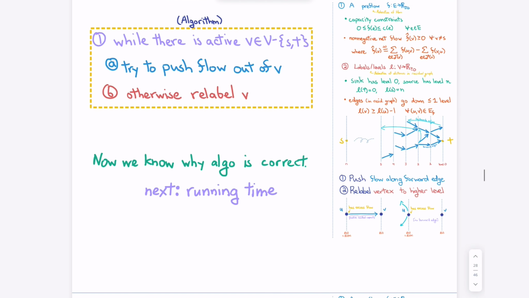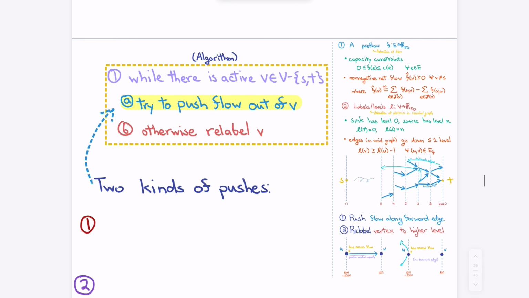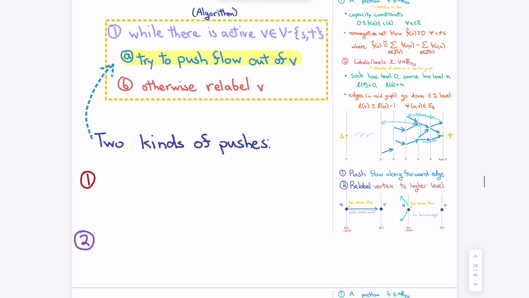Now, we know why it's correct. And now is maybe the funner part. Well, I don't know if it's fun or not, but now is a different aspect of, let's just figure out the running time. Okay, we already know there's at most n squared relabels because each vertex can only get relabeled 2n times or something. So we really need to bound the pushes, and we're going to classify them into two types.